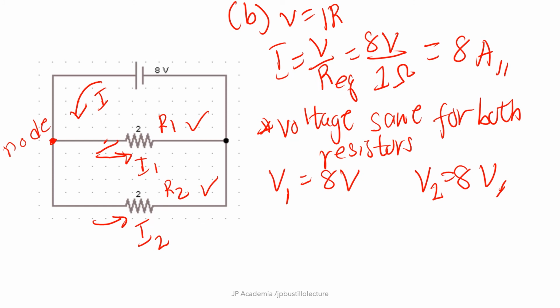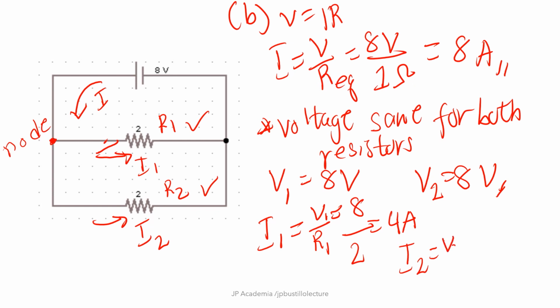So we can calculate your I1 using this value of V1 here. Your I1 is equal to V1 over R1. So this is equal to 8 volts over 2 ohms, which is equal to 4 amperes. Same with your I2. Your I2 is equal to V2 over R2. So that is just 8 volts over 2 ohms, which is also equal to 4 amperes.